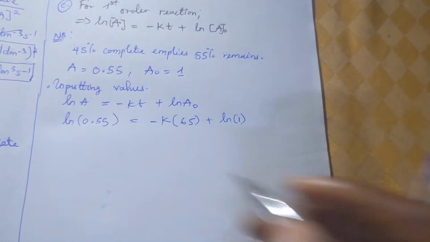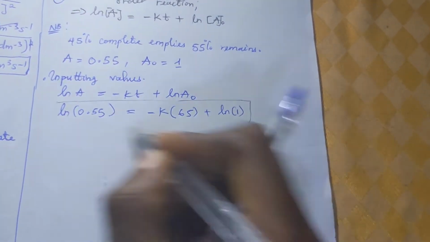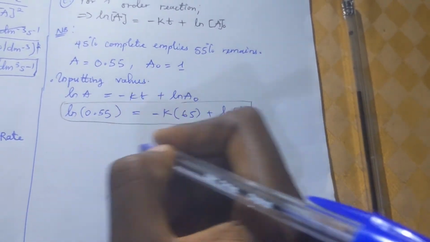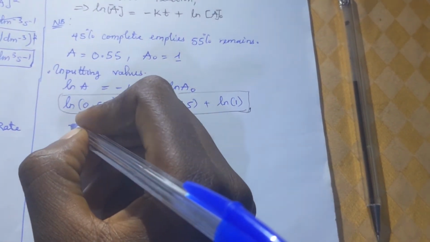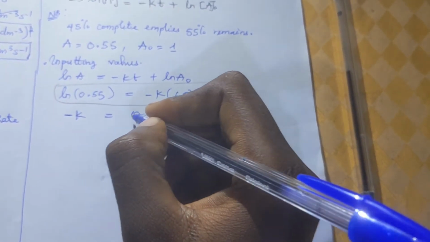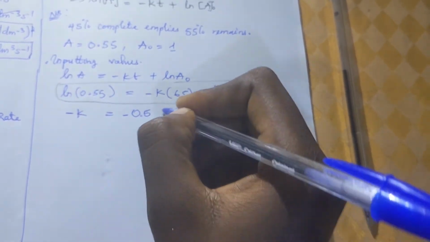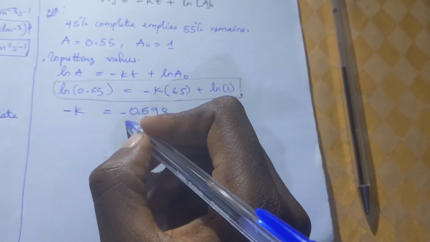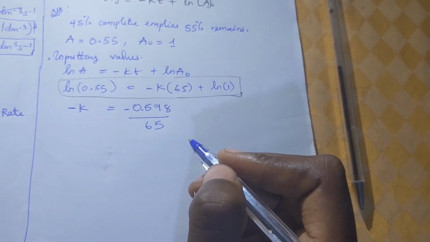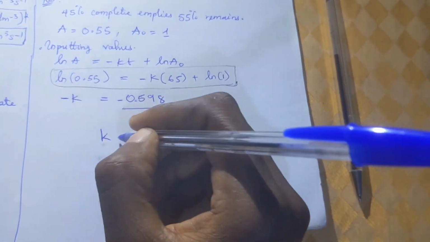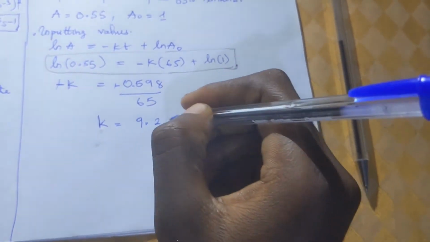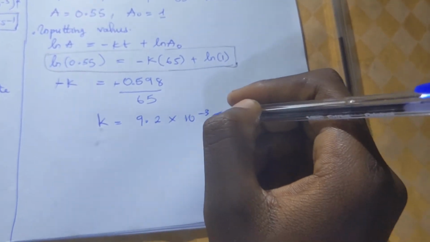So making K subject of formula, we have negative K equals negative 0.598 divided by 65, which is T. Negative K equals negative 0.598 divided by 65, implying K is equal to 9.2 times 10 to the negative 3 per second.